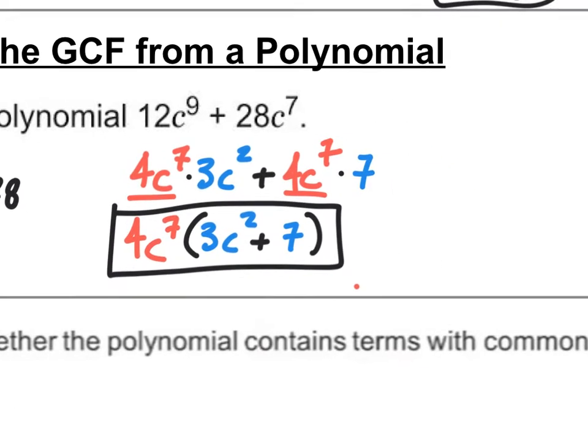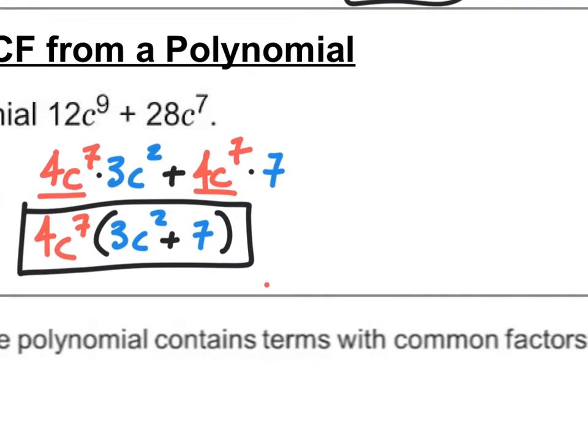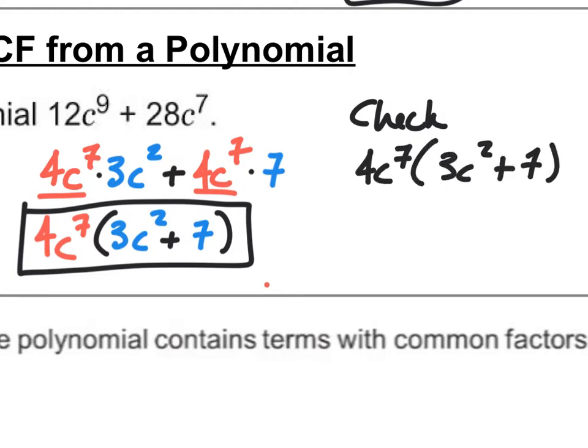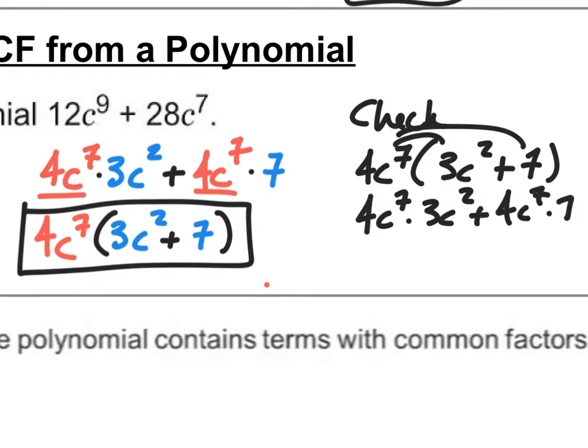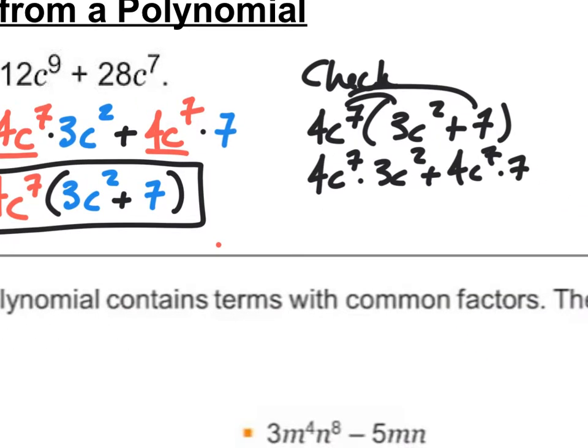But if you wanted to go back and check, okay, to make sure that you're right, all you need to do is just distribute that 4c to the 7th. So if I had 4c to the 7th times 3c squared plus 7, okay, distribute that value. So we get 4c to the 7th times 3c squared plus 4c to the 7th times 7. And so multiply your numbers together.